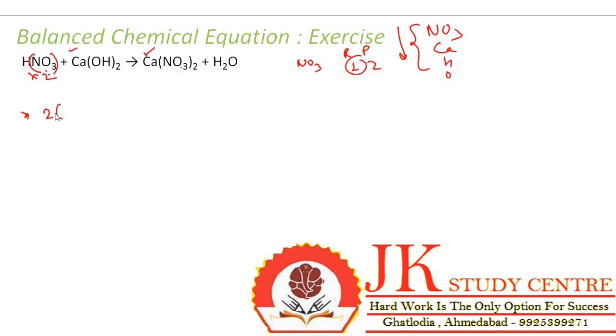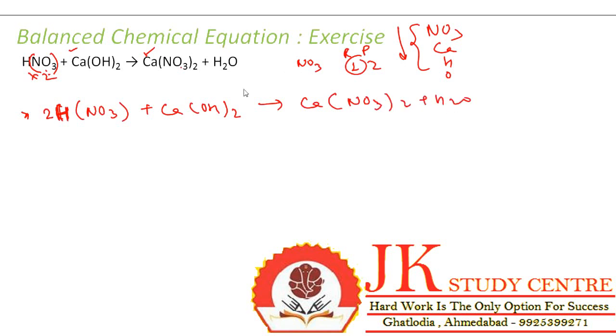So what you get is 2 HNO3 plus Ca(OH)2 is equal to Ca(NO3)2 plus H2. Please note here OH was also one polyatomic thing, but OH is not on the product side. It's only in the reactant, so we didn't take OH. But NO3 is also a polyatomic thing, and it is there in reactant and product both, so we took NO3. Hope you understand this, that a polyatomic thing has to be there on both sides to take it. So we got this equation.